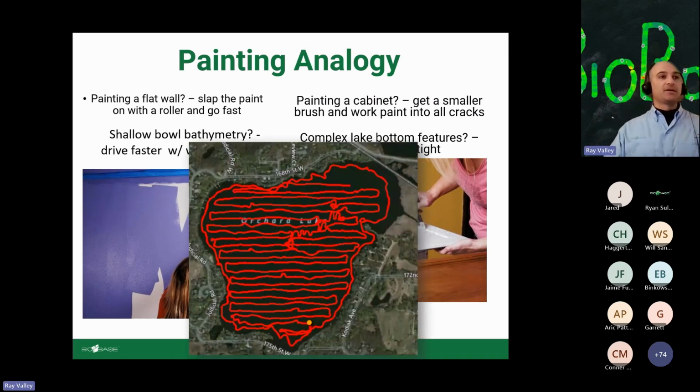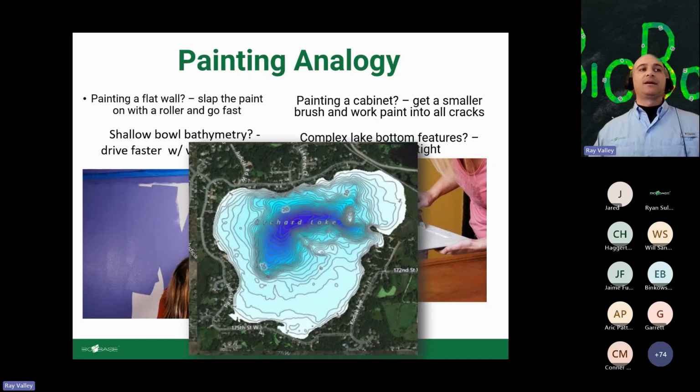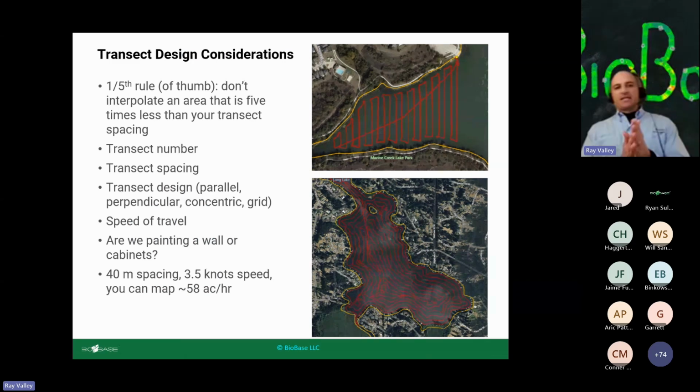Here's an example, a 250 acre lake, and an example of that transect design, 40-meter transects. If you do 40-meter transects on a 240 acre lake, you can get pretty good detail, and that took us like 4 hours. I might be getting my math wrong, but we calculated it out to be about 58 acres an hour of mapping. Transect design considerations.